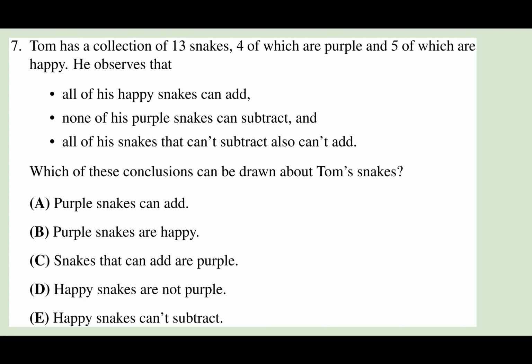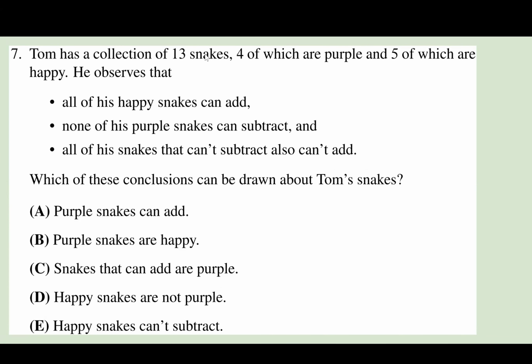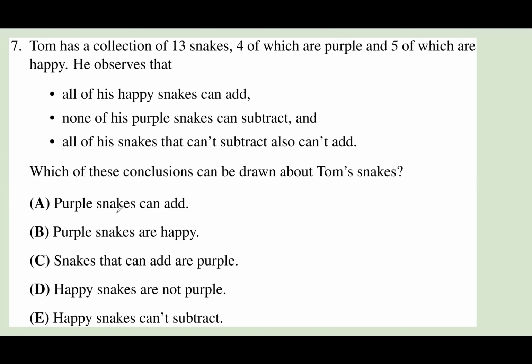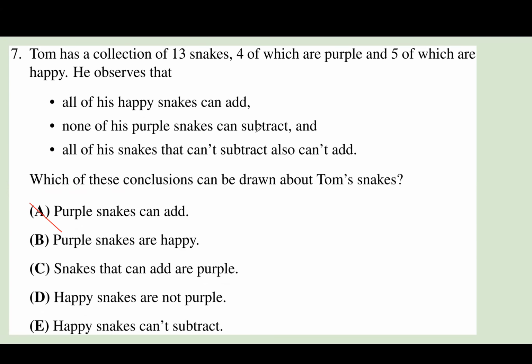So if none of the purple snakes can subtract, and all snakes that can't subtract can't add, then the purple snakes can't add or subtract. So we can get rid of some answer choices. We can get rid of A. A doesn't make any sense. A is not possible because how could the purple snakes can't add if they can't subtract?